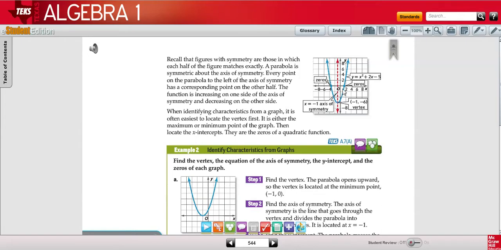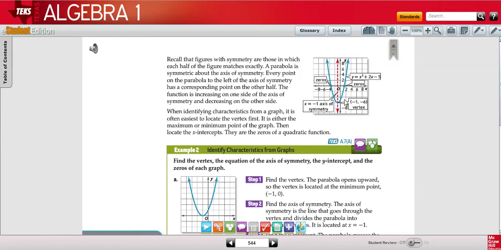Yes, it's -4, 4. There's a corresponding point on the other side of the axis of symmetry that corresponds to that point. So that corresponding point will be 2, 4. That axis of symmetry splits those 2 points right in half.